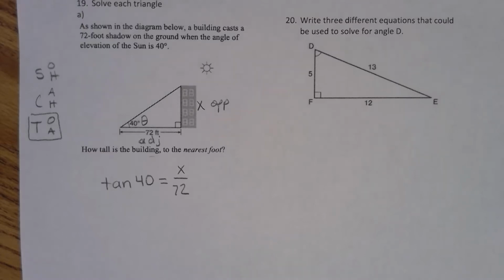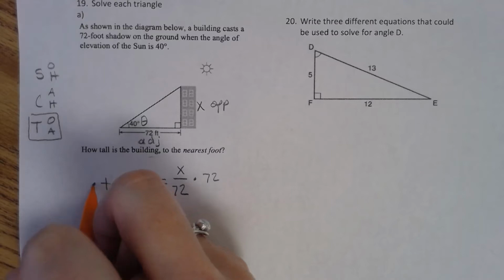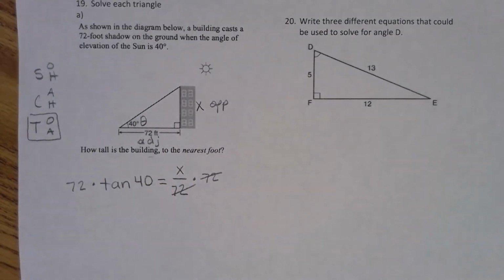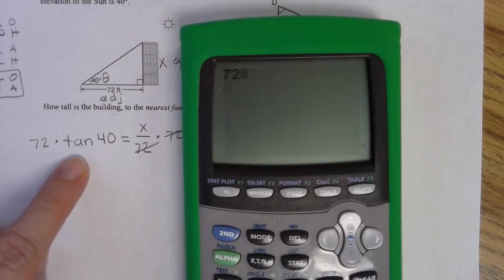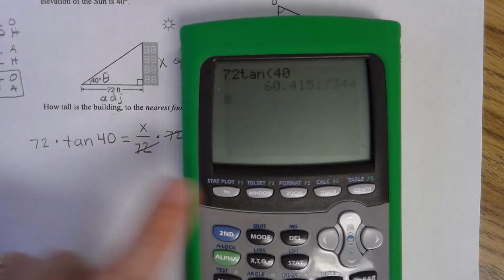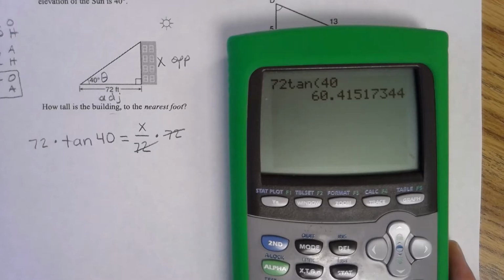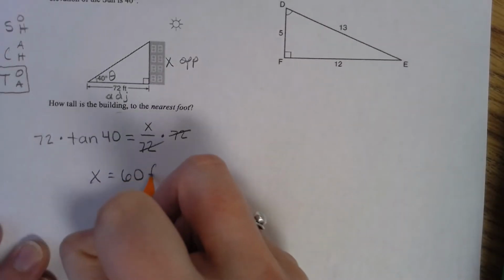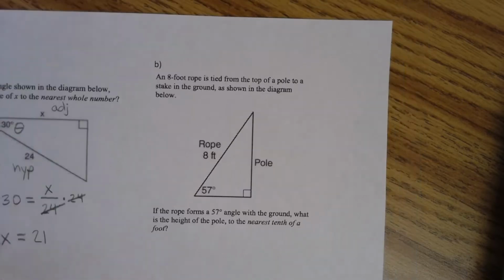And now we solve. Again, we're going to multiply by the denominator, so times 72. And our variable is by itself, so we're now able to type in our calculator. 72 tangent of 40, and we are rounding to the nearest foot for this problem, so that would be 60 feet for the height of the building. Let's look at part B.